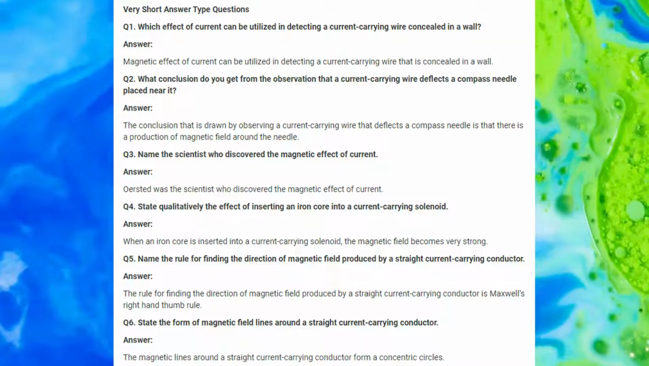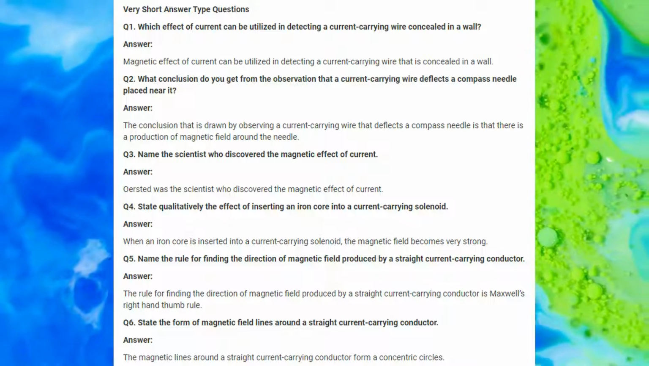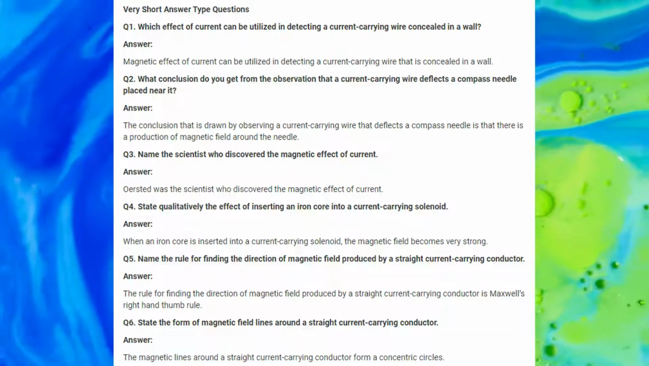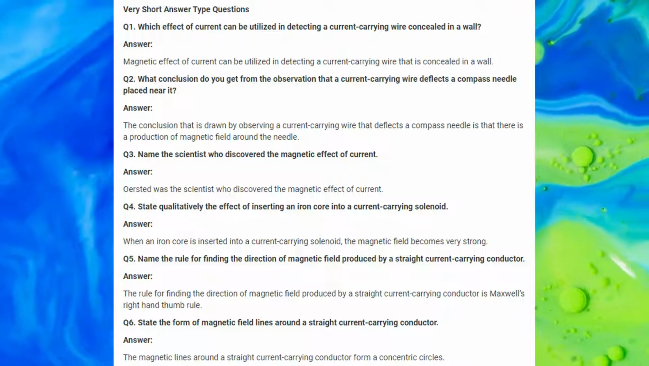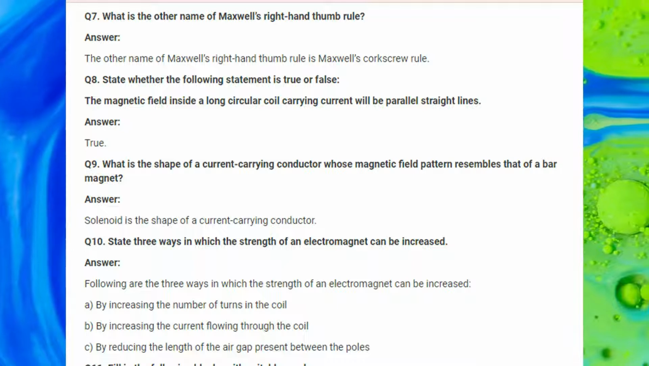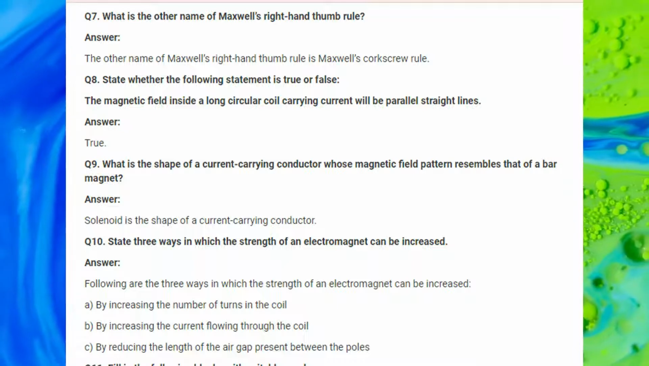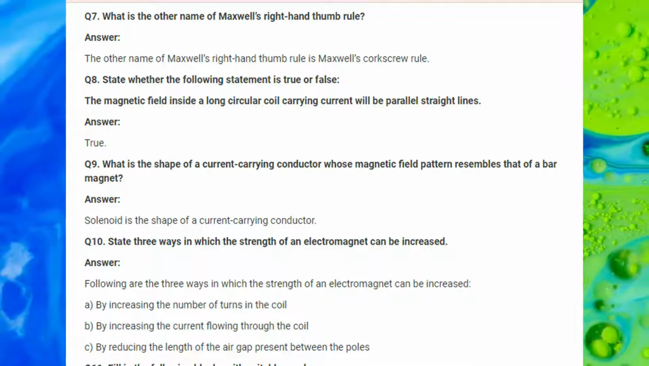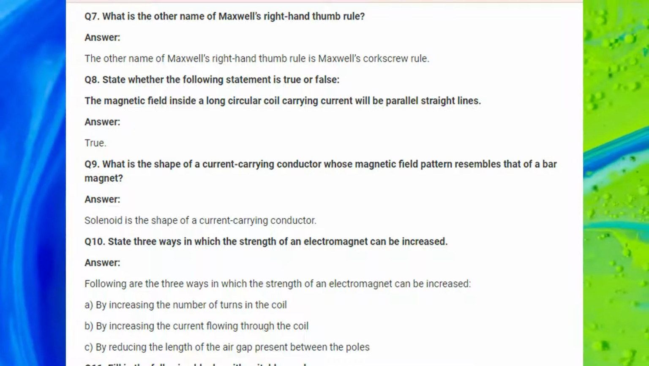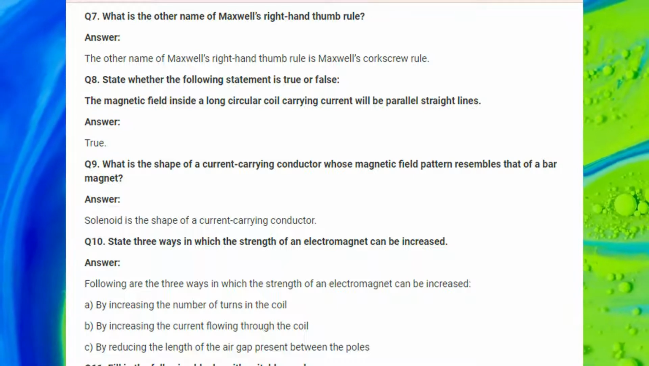rule. Q6. State the form of magnetic field lines around a straight current-carrying conductor. Answer: the magnetic lines around a straight current-carrying conductor form concentric circles. Q7. What is the other name of Maxwell's right-hand thumb rule? Answer: the other name of Maxwell's right-hand thumb rule is Maxwell's corkscrew rule.